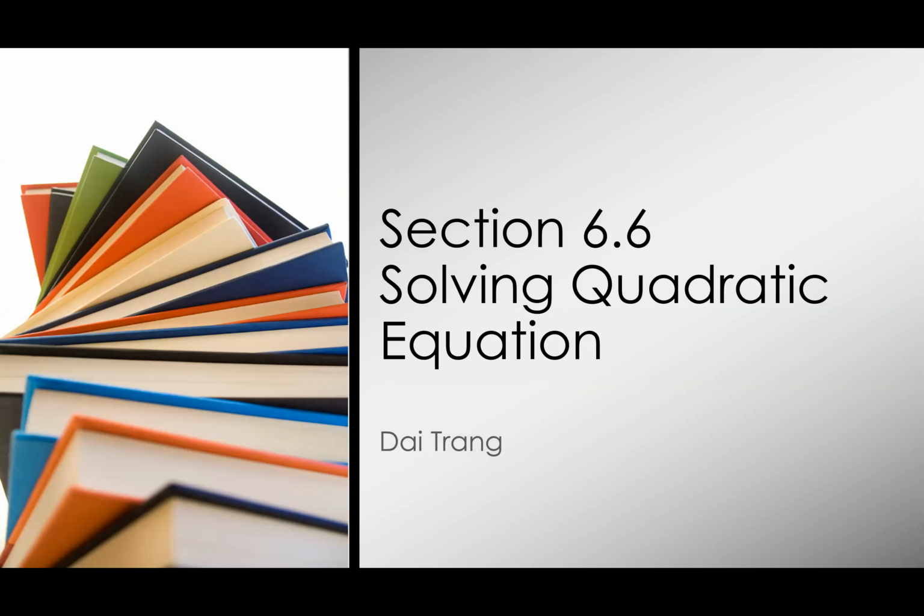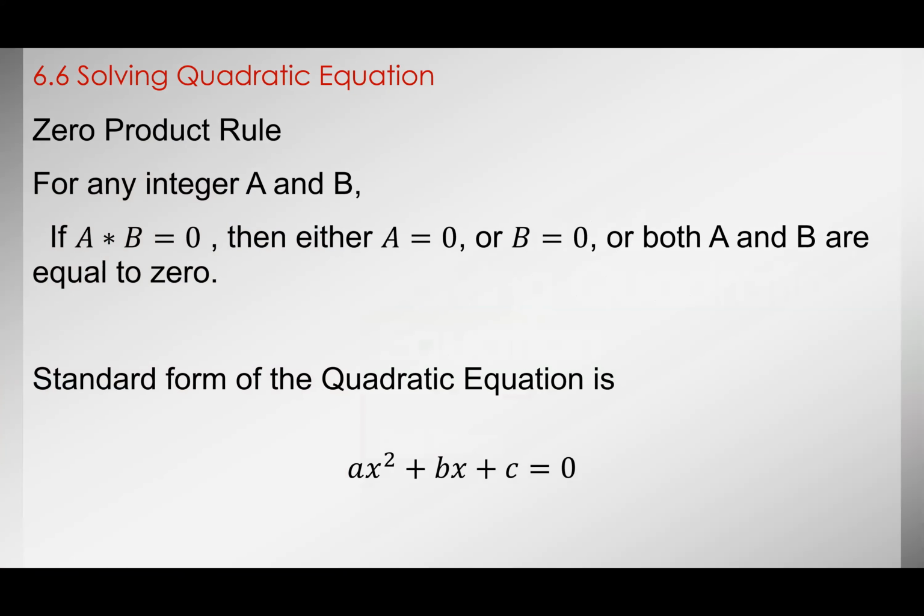In 6.6, there is one thing that we need to cover before we can do 6.6, which is solving quadratic equations. To solve a quadratic equation, the one thing that you need to know is the zero product rule. So what does the zero product rule say?